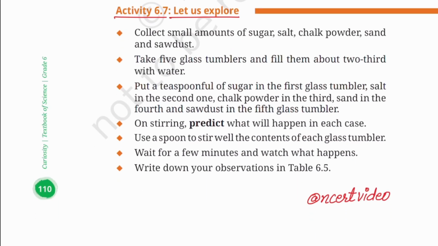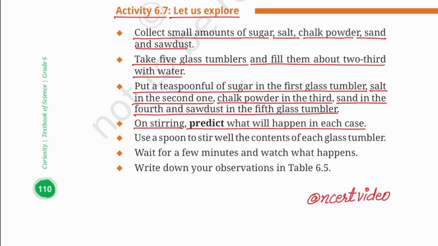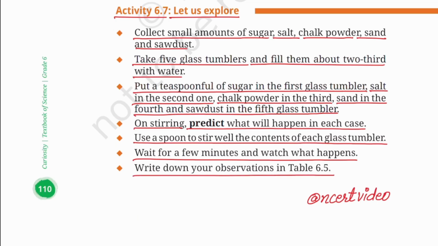Activity 6.7. Let us explore. Collect small amounts of sugar, salt, chalk powder, sand, and sawdust. Take 5 glass tumblers and fill them about 2/3 with water. Put a teaspoonful of sugar in the first glass tumbler, salt in the second one, chalk powder in the third, sand in the fourth, and sawdust in the fifth glass tumbler. On stirring, predict what will happen in each case. Use a spoon to stir well the contents of each glass tumbler. Wait for a few minutes and watch what happens. Write down your observations in table 6.5.